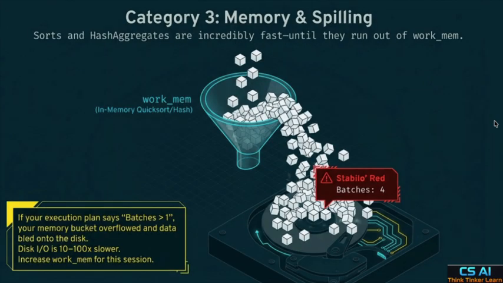Memory management is the silent performance killer. Sorts and hash aggregates are fast until they run out of work mem. If your execution plan says batches greater than 1, your memory bucket overflowed and the data is spilled onto the disk. Disk I/O is 10 to 100 times slower than RAM. If you see this, you need to increase your work memory setting for that session to keep the engine off the physical disk.